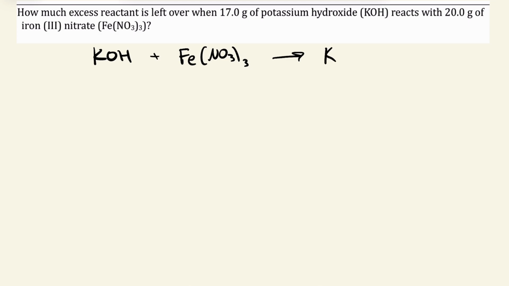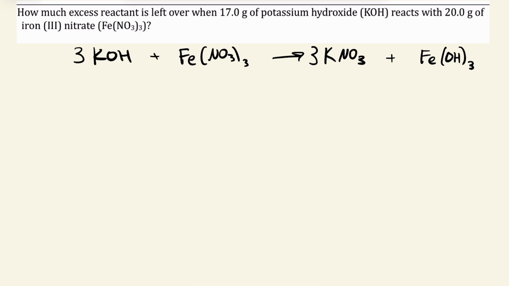So now the potassium will bond with the nitrate, and the iron will bond with the hydroxide. Now, since this is iron plus 3, we need 3 hydroxides to balance it out. And then we will balance our equation by putting a 3 by the KOH and a 3 by the KNO3.